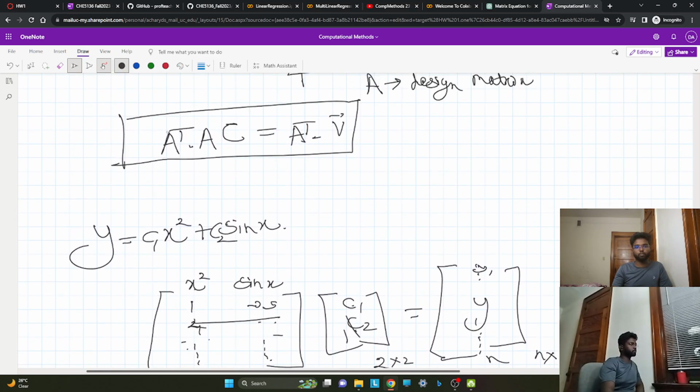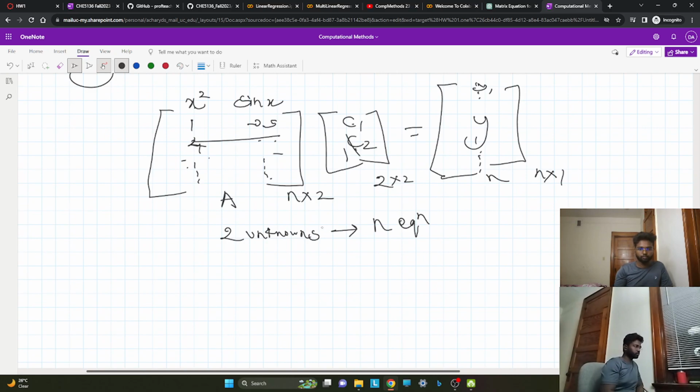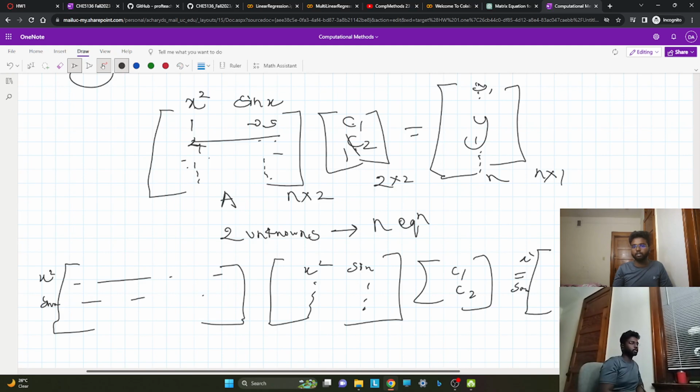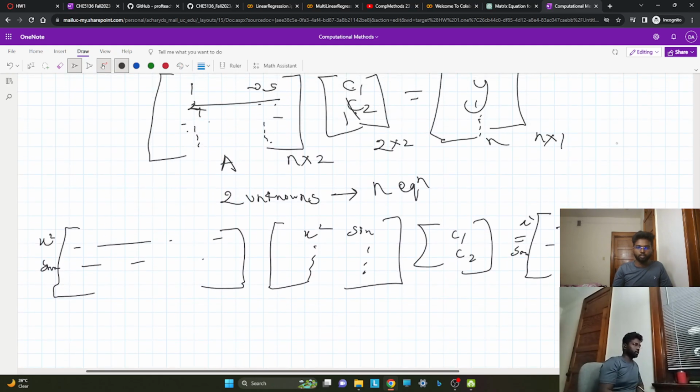We will multiply the transpose of the design matrix on both sides. So I will put the transpose of this over here. Now the x square and sin x values will be over here, and again the x square and sin x values will be over here, times c1 c2, is equal to y1. We need to multiply the transpose of the design matrix here, x square, sin x, and the y values will be here, y1 to yn.